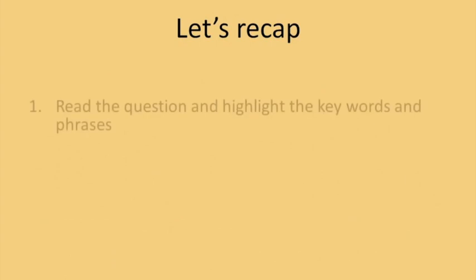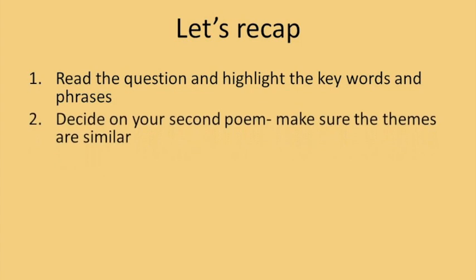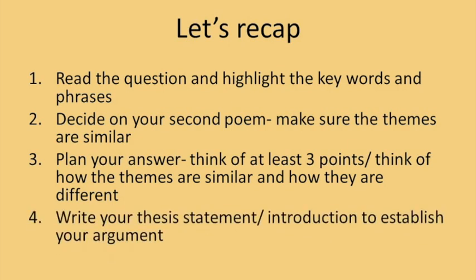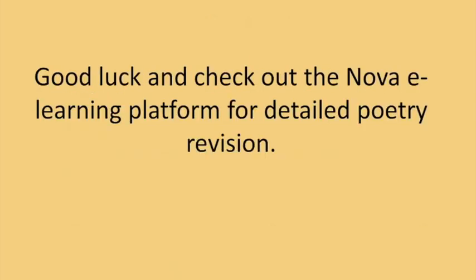Okay, so let's recap. 1, read the question and highlight the key words and phrases. 2, decide on your second poem, make sure the themes are similar. 3, plan your answer, think of at least 3 points, think of how the themes are similar and how they're different. 4, write your thesis statement, which is an introduction to establish your argument. 5, develop your ideas, have at least 3 to 4 PEA paragraphs, and make links to context where possible. Then you write your conclusion to sum up your ideas.